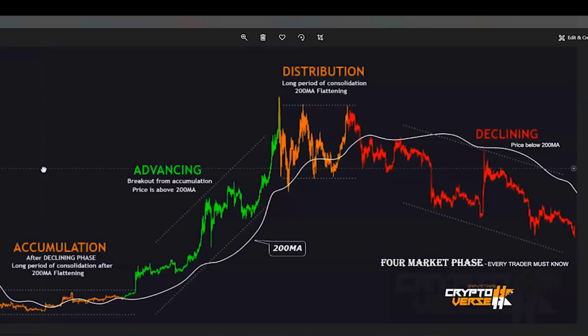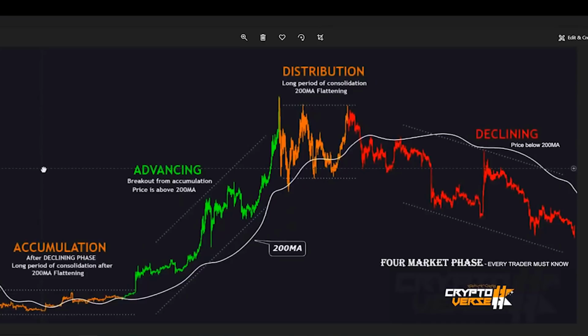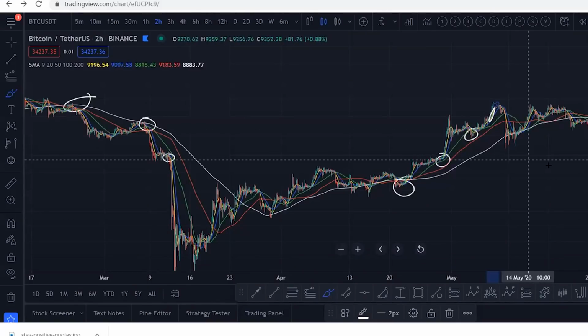That's what I have to check, and primarily the 200 moving average. You can use EMA if you want. There is a slight difference, but it's almost the same. It is the average of the 200 candles. So aside from that, you have to look. I hope this is clear, the four market phases that every trader should know.